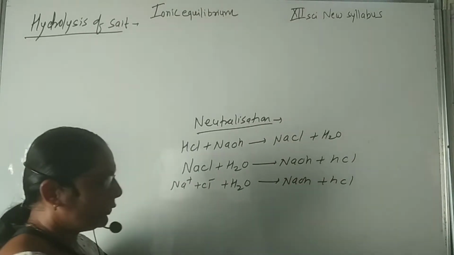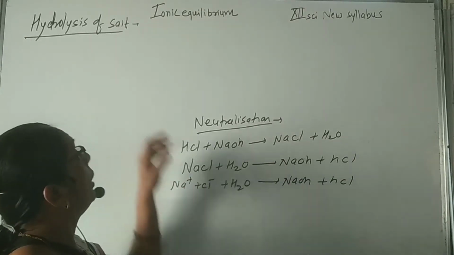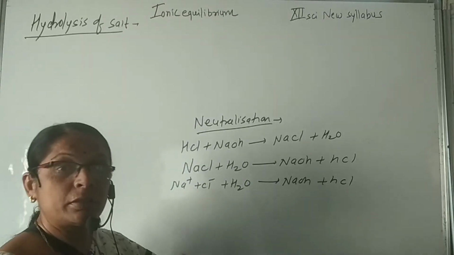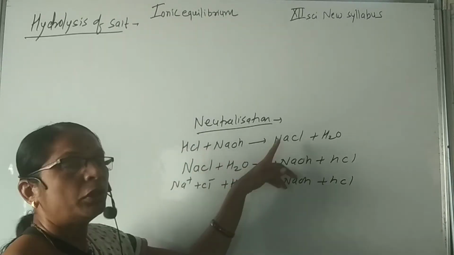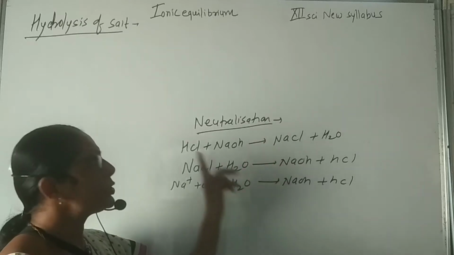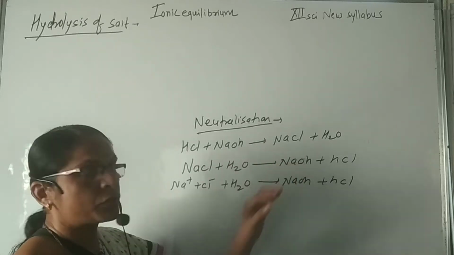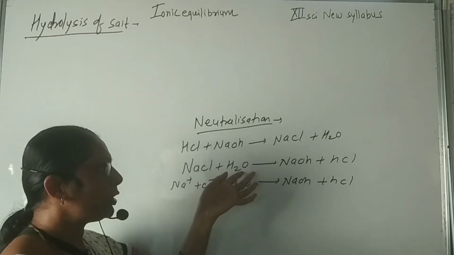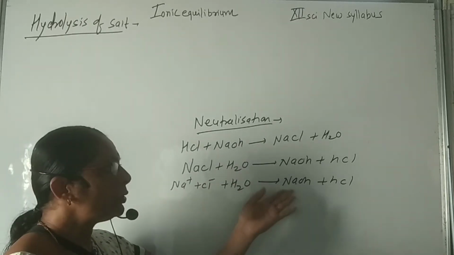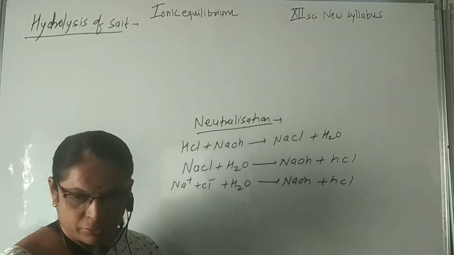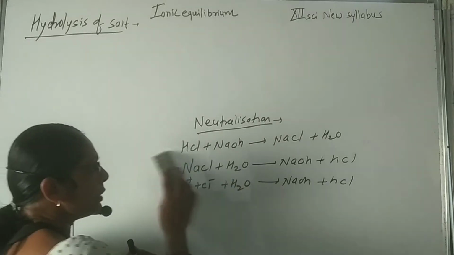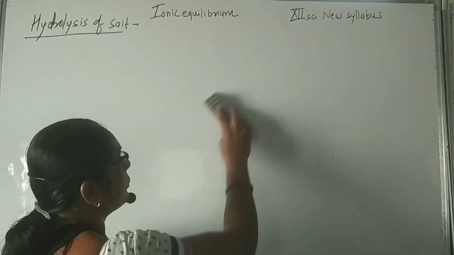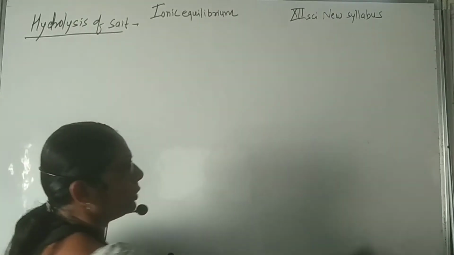So the first thing that is clear is that hydrolysis of salt is exactly the opposite process of neutralization. In neutralization, strong acid reacts with strong base, giving rise to salt and water. In hydrolysis, salt is dissolved in water, and it dissociates completely into the corresponding acid and base.